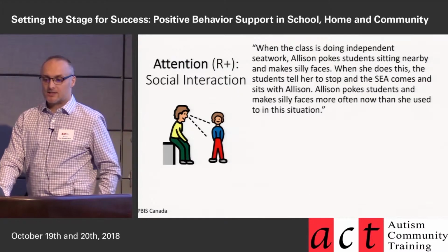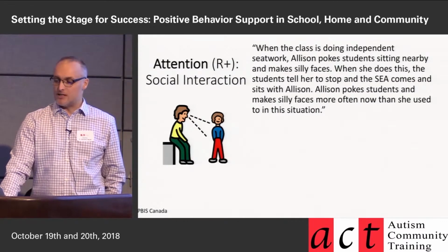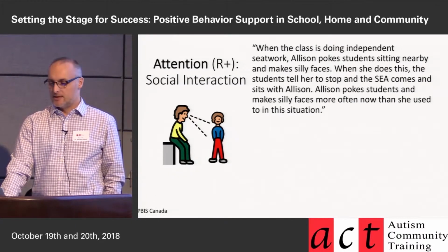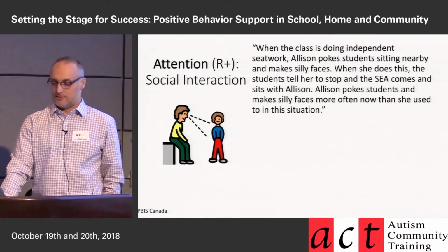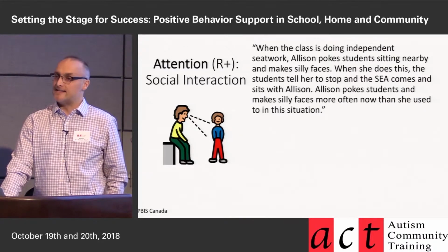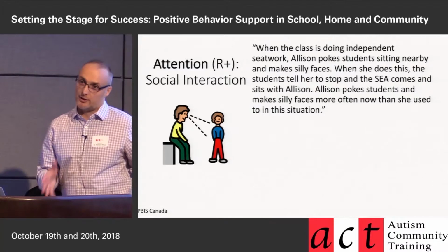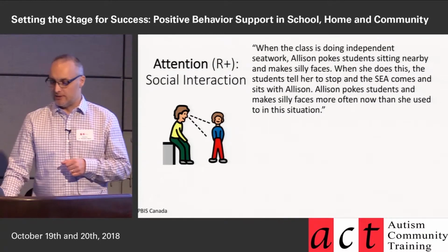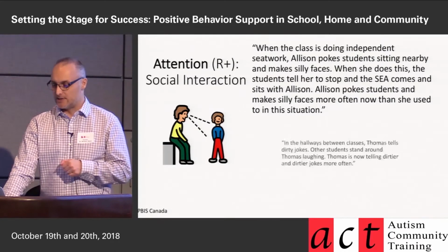Attention. When the class is doing independent seat work, Allison pokes students sitting nearby and makes silly faces. When she does this, the student tells her to stop, and the SEA comes over and sits with Allison. Allison is now poking students and making silly faces more than ever because the peers provide attention, and an SEA comes over and parks right beside her with 100% attention. Right? So from a functional perspective, this is why she's doing it. This is what's maintaining it. This is what's feeding the beast.